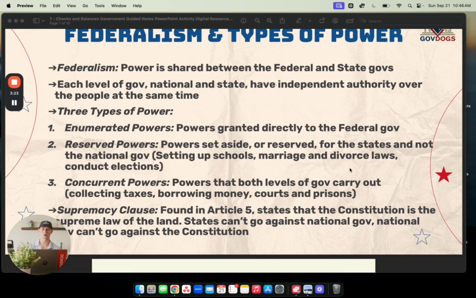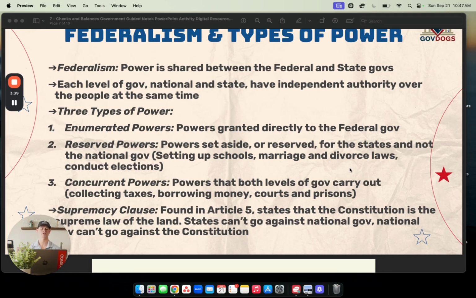You have three types of power. Enumerated powers are powers granted directly to the federal government. Reserved powers are powers for the states. And you have concurrent powers, powers that are shared. So you have federal power, reserved power, and concurrent power.